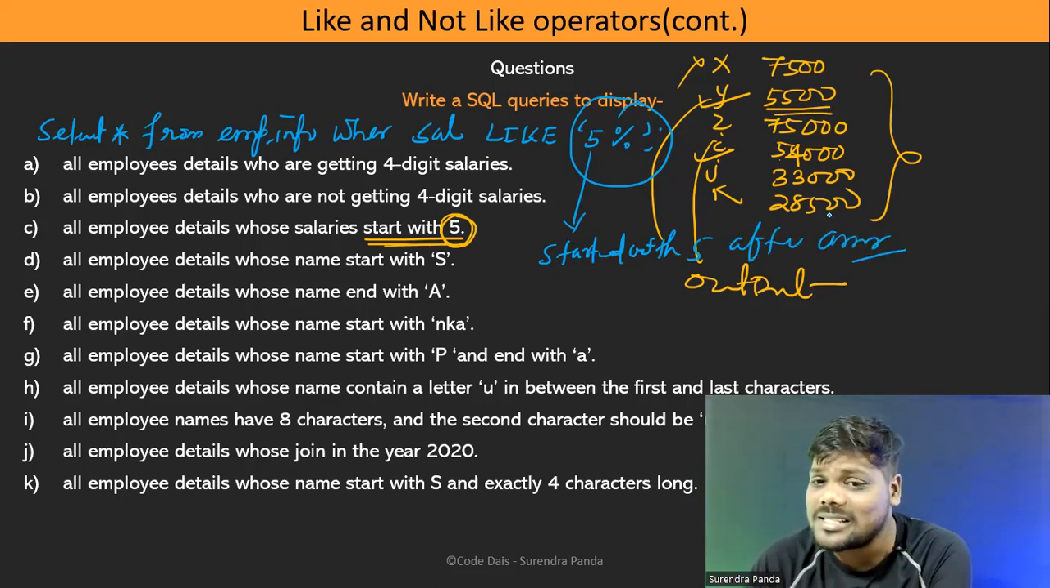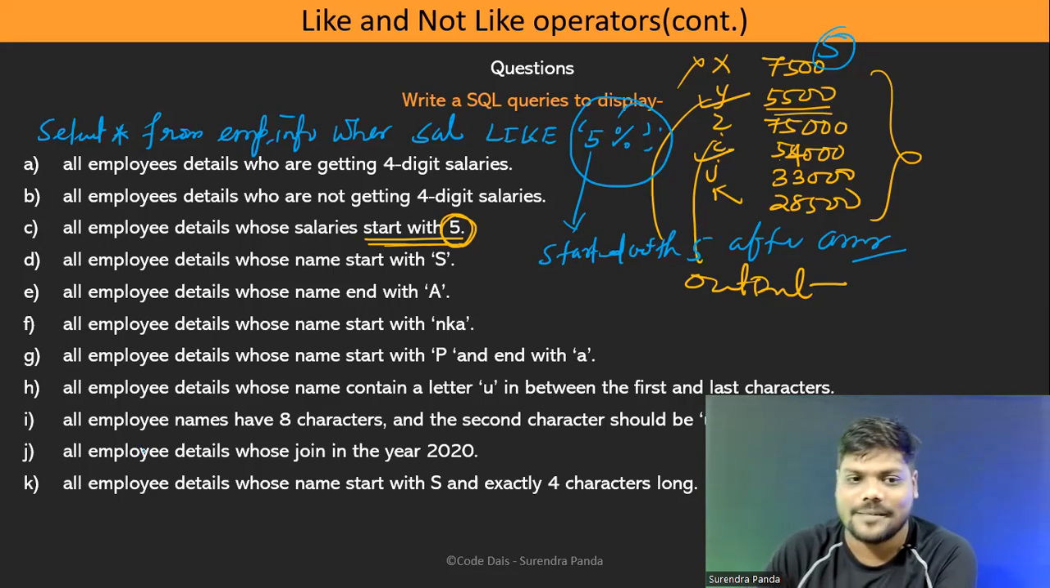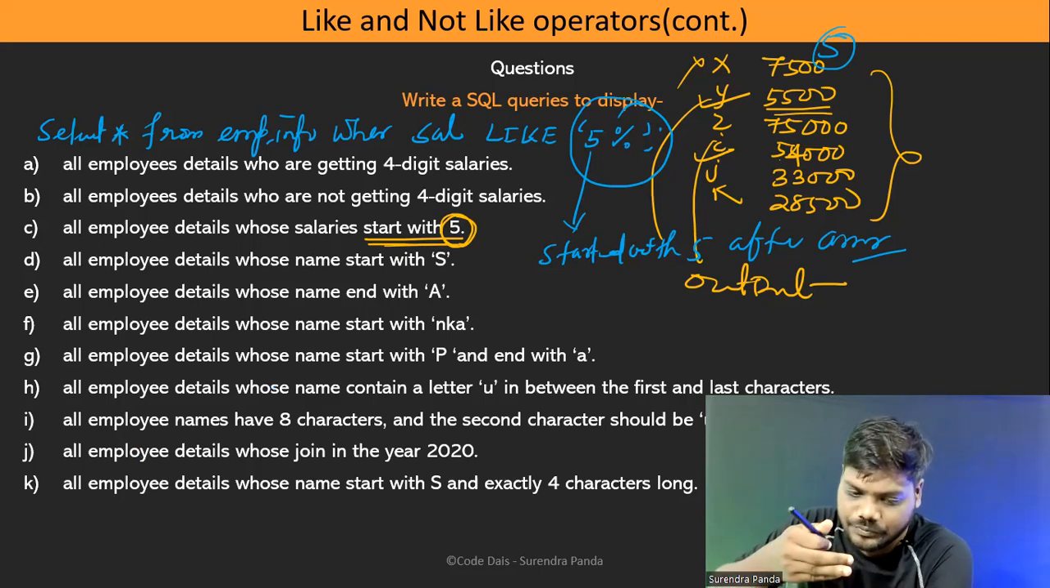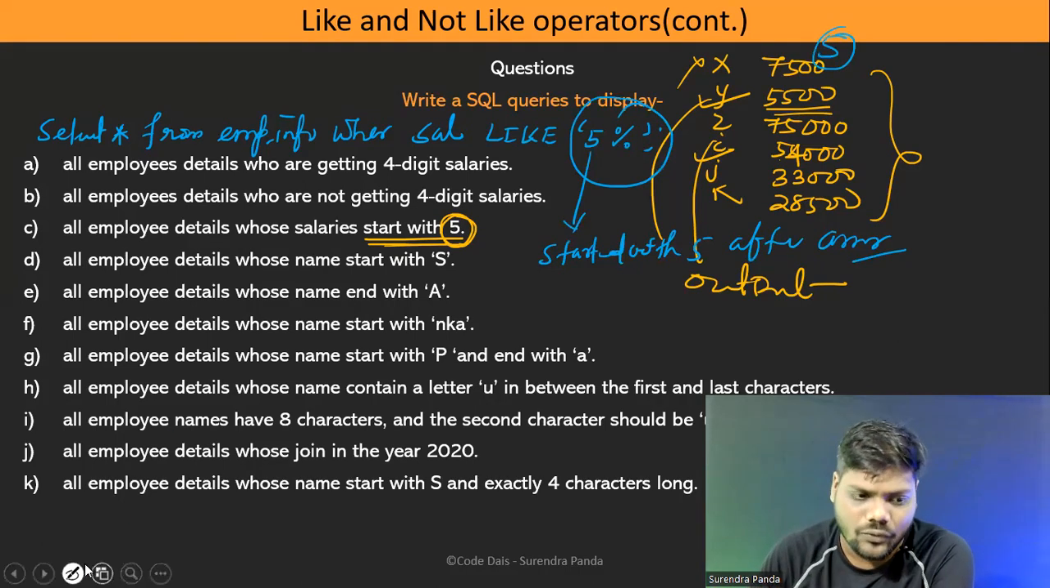If a person is getting a salary of 5 rupees also, it will be displayed in your output screen. Because after that, any number, it can be 0 characters as well, right? Those who are getting, it's very okay. Those who are not getting, wait for the practical. Okay, fine, right?